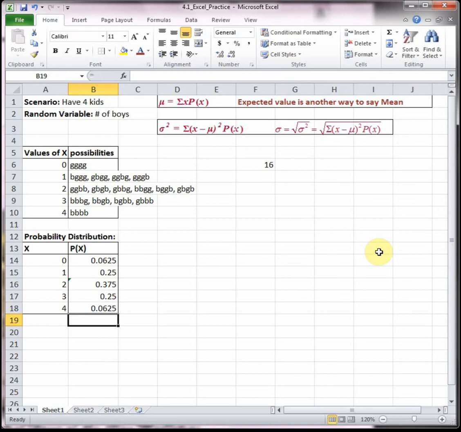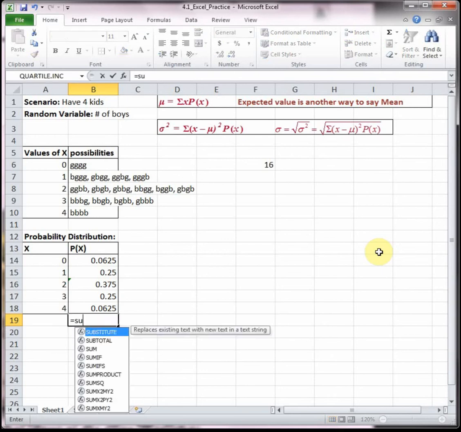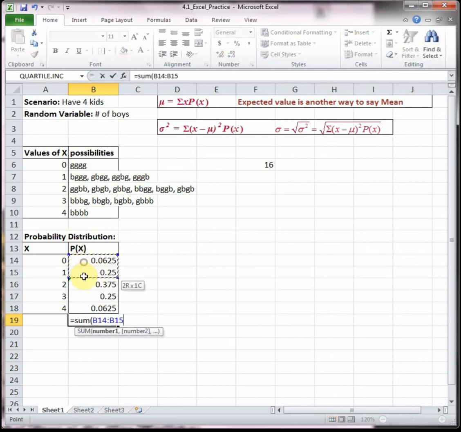So there are 2 conditions for a probability distribution. The first condition is that all the probabilities have to be between 0 and 1, which they are. And the second condition is that the probabilities need to sum to 1. So let's check that. They do indeed sum to 1, so this is a good, proper probability distribution.